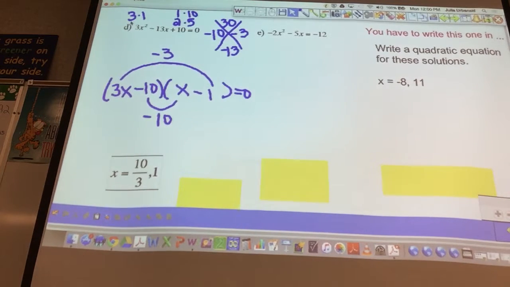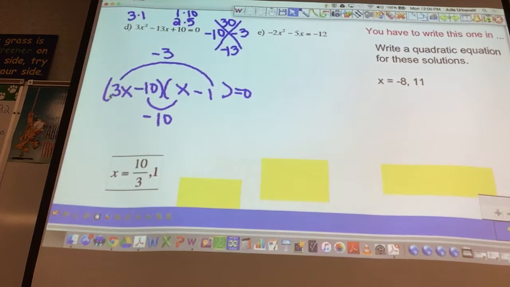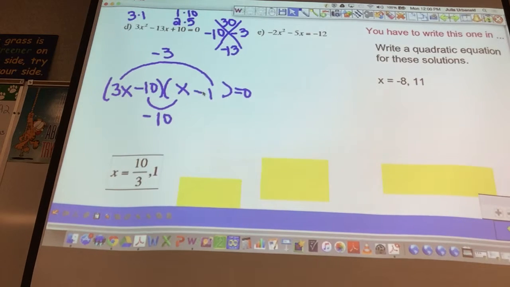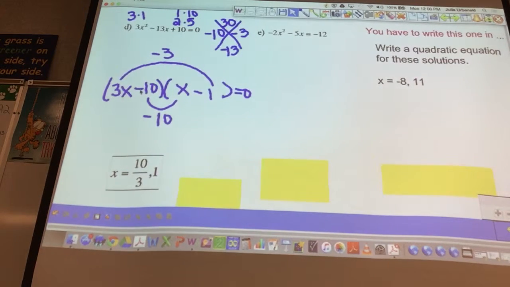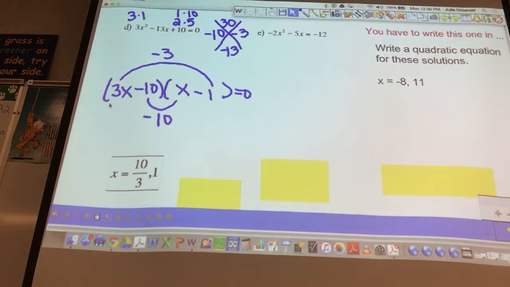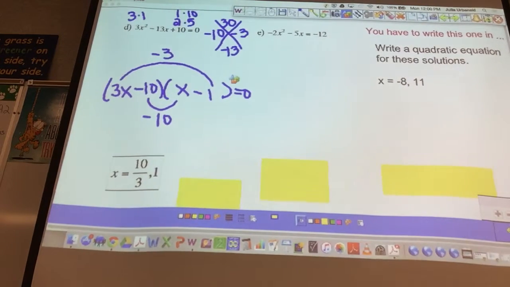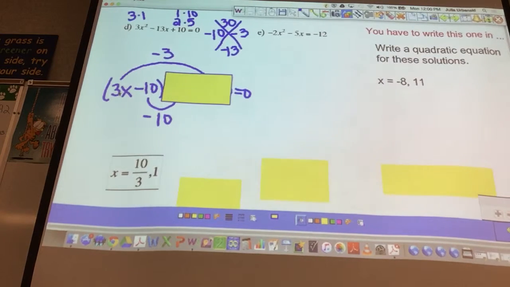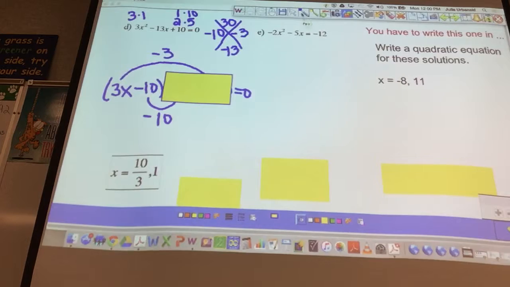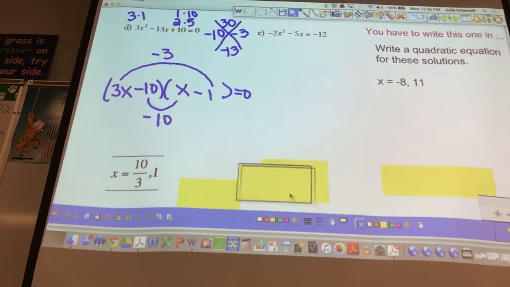Alright, the last one, letter E. Wait, so that 10 would be 10 over 3? Positive 10 over 3? Why? Because they're both negative? Well, not both, just this case, and when you solve for 0, you'd be adding 10 to both sides, and then you would divide both sides by 3. Because you have to remember that the whole point is that one of these is equal to 0. So 3x minus 10 is equal to 0. You would do plus 10 and plus 10, and then you divide both by 3. Oh, so you're just dividing by 3. Yeah, you're just making them equal to 0 and solving for x, basically.